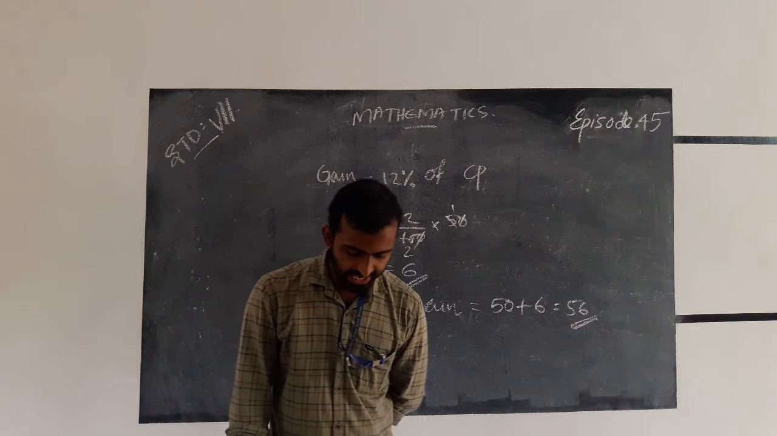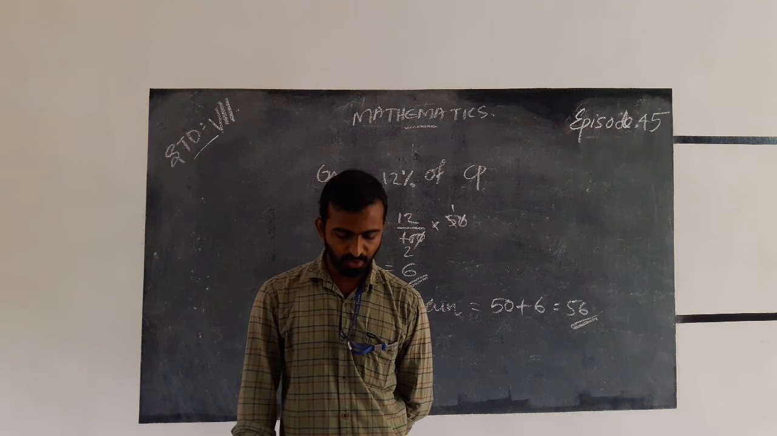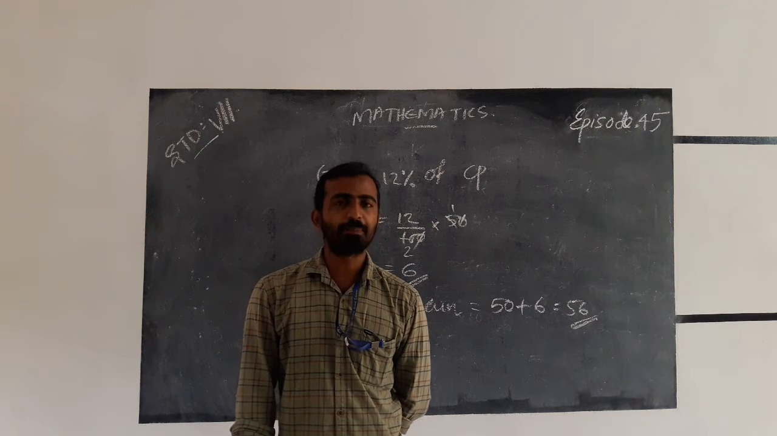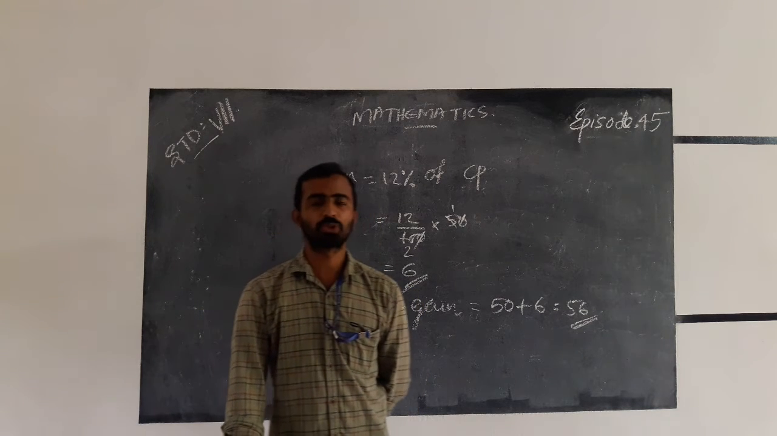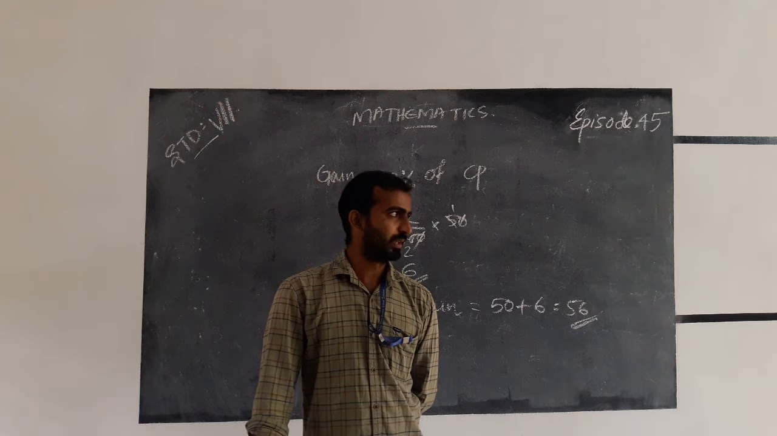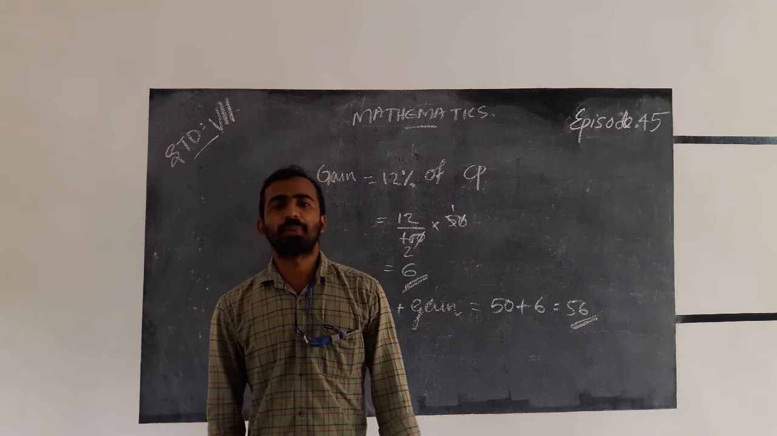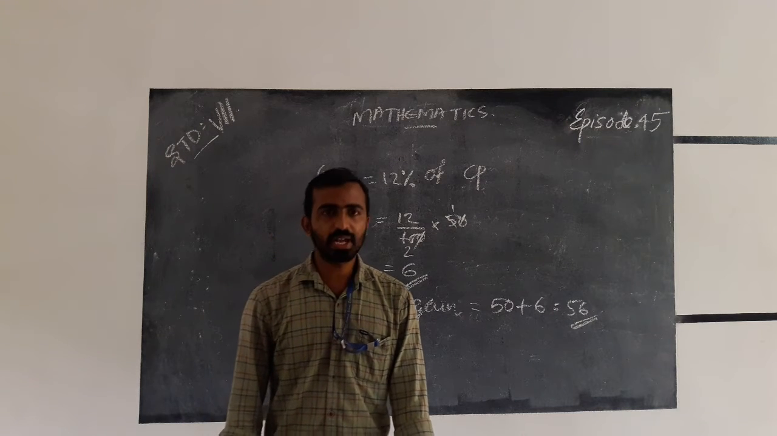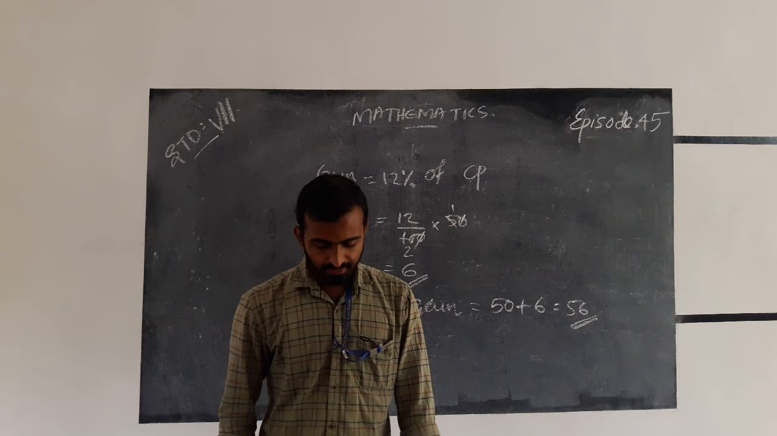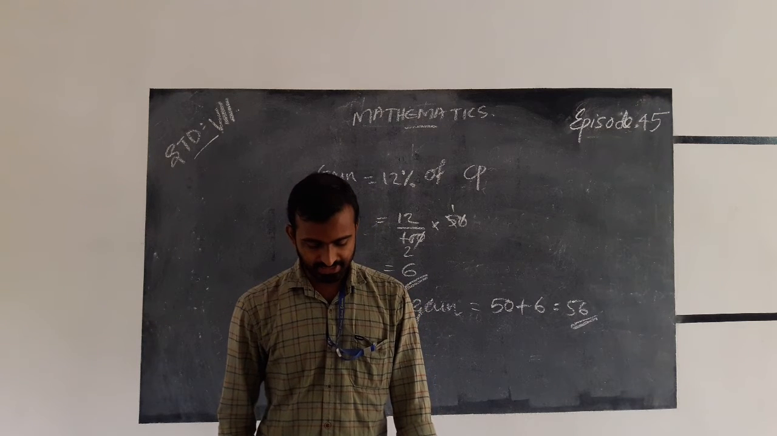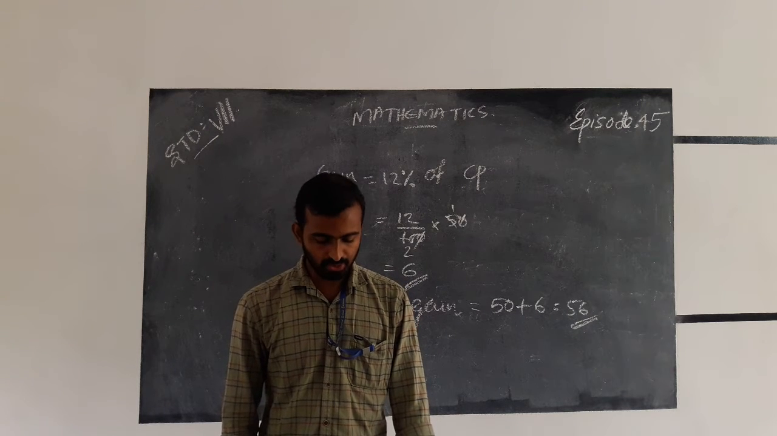And the third question is, an article was sold for 250 with a profit of 5%. What was its cost price? Here we want to find the cost price.